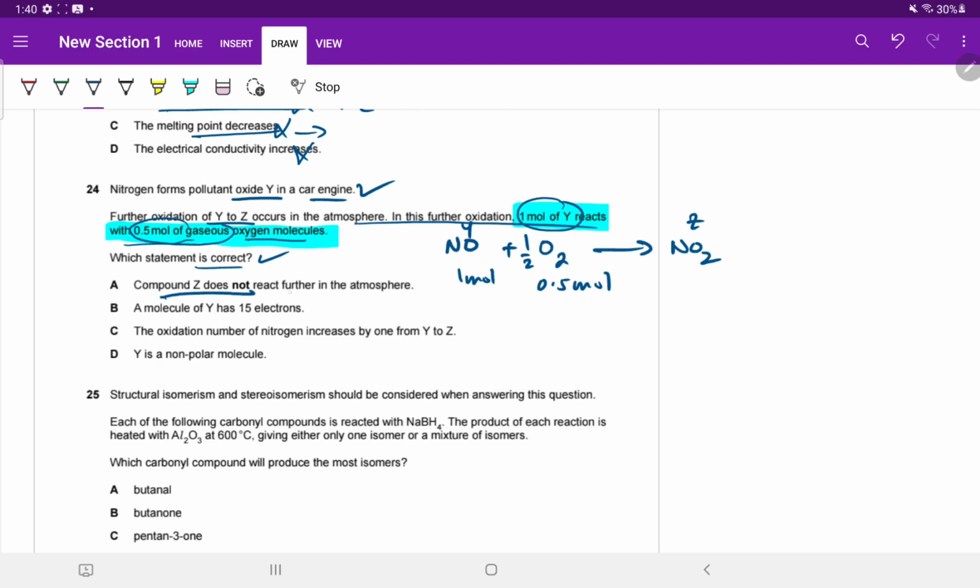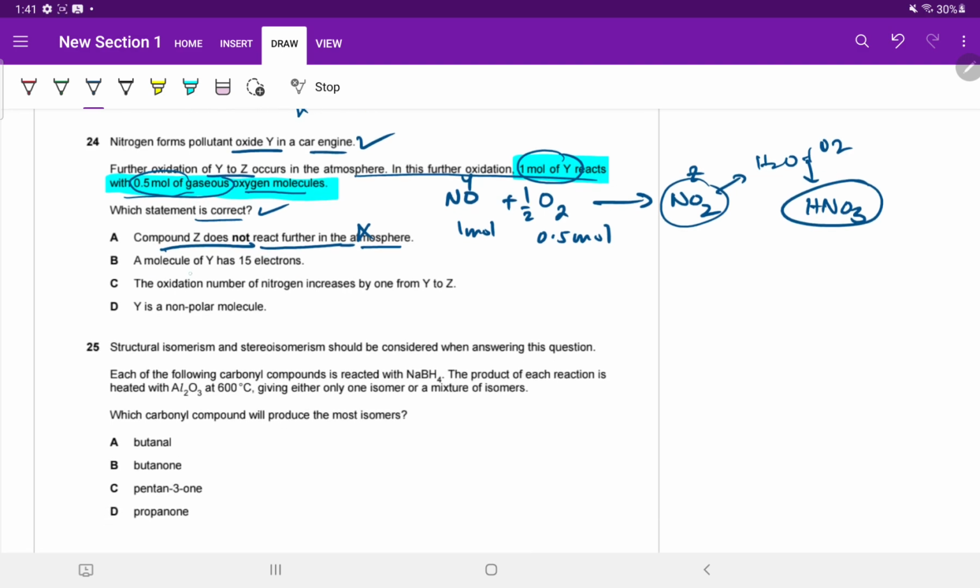So which statement is correct? Compound Z does not react further in the atmosphere. No, it does react further, because NO2 can react with water to form HNO3, which is nitric acid, which can fall down as acid rain. It also reacts with oxygen over here to form nitric acid. So option A is wrong. Option B says molecule of Y contains 15 electrons. So molecule Y, we know this is NO. If we calculate the number of electrons, N has 7 electrons, because the proton number is equal to the electron number, and oxygen has 8 electrons, so this will give us a total of 15 electrons. So option B is correct.